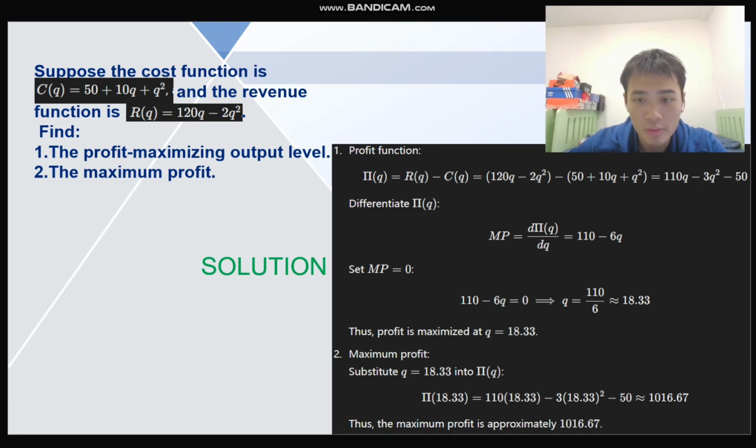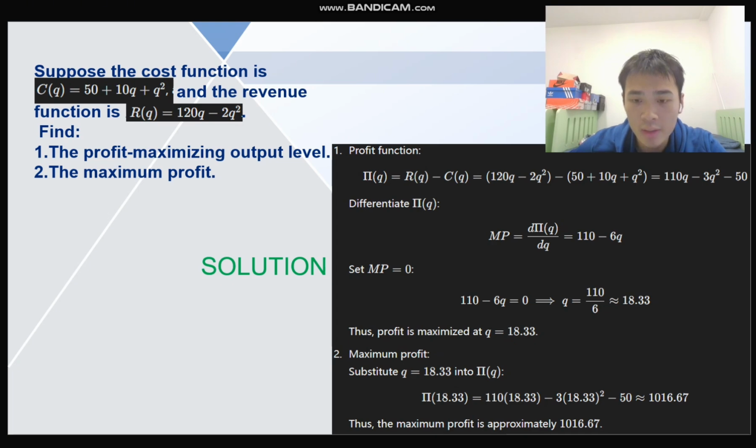So the profit function is shown here, and we have to differentiate it, which we get 110 plus negative 6Q, and let's set MP equals 0, which is when the profit hits the maximum.